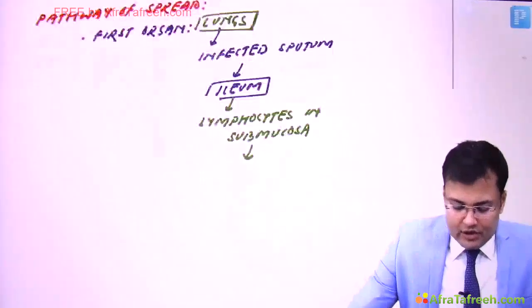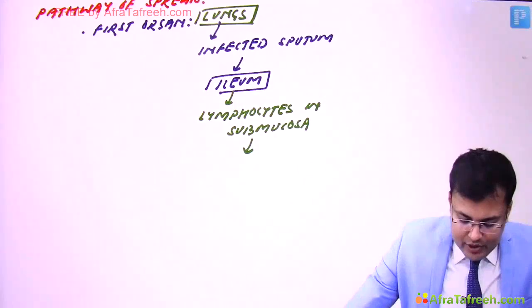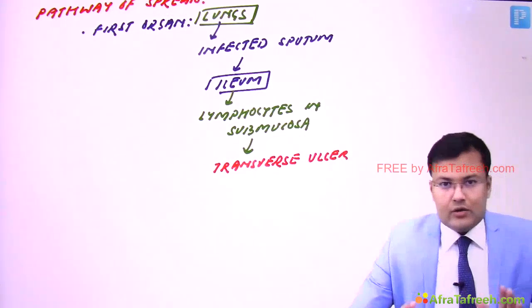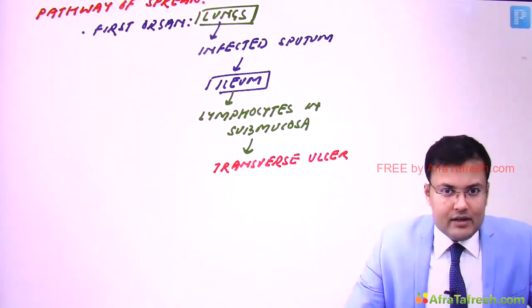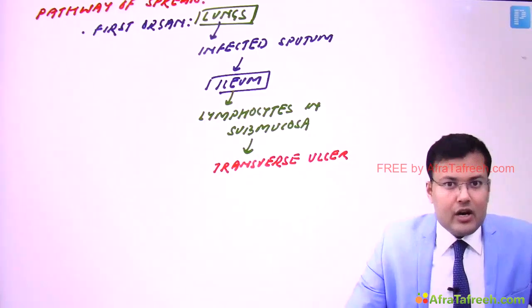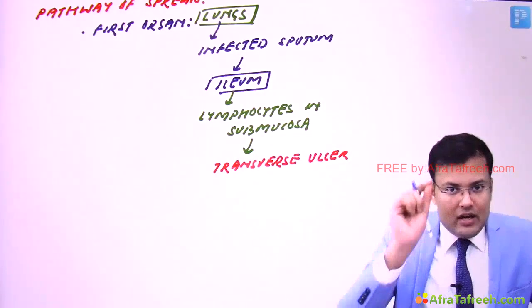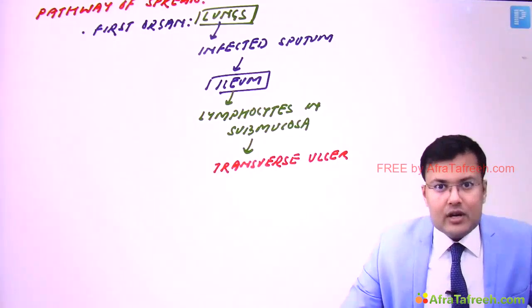And because of loss of epithelium, what kind of ulcers are formed? In tuberculosis there is formation of transverse ulcer. Now see, what kind of ulcer is seen in typhoid or enteric fever and tuberculosis? So here we saw transverse ulcers are seen in tuberculosis and longitudinal ulcers are seen in enteric fever or typhoid.